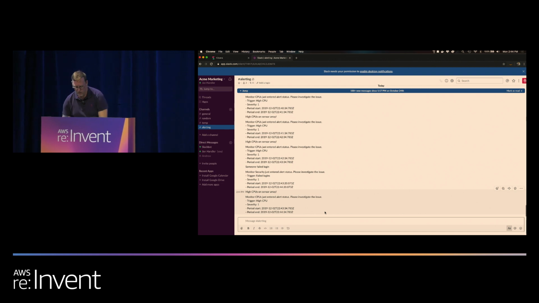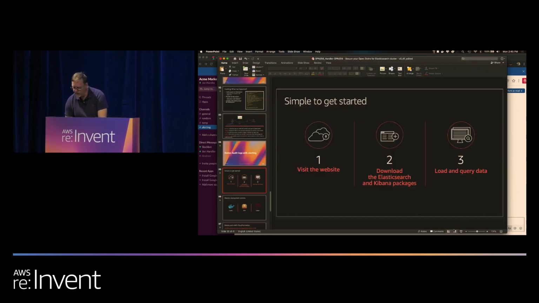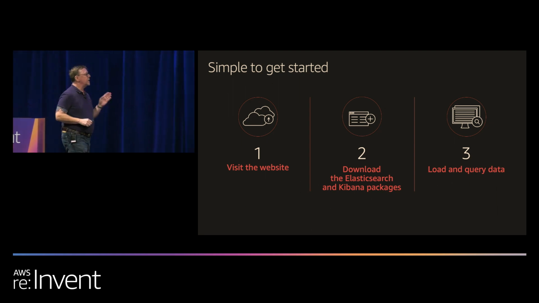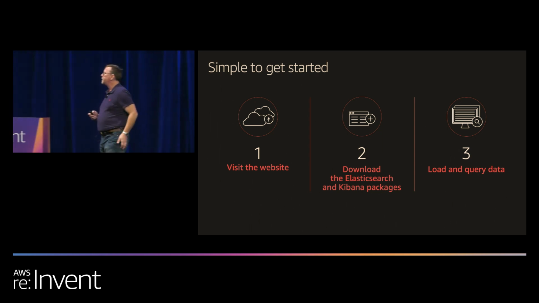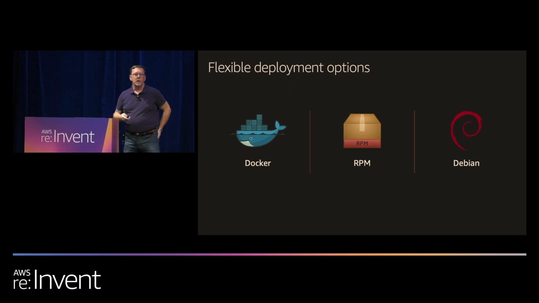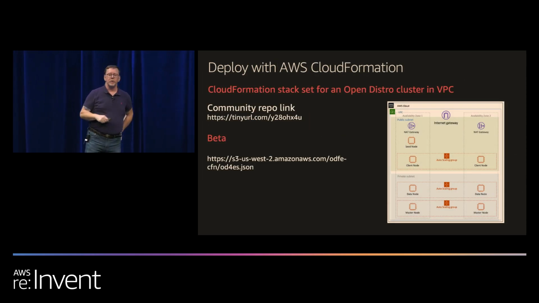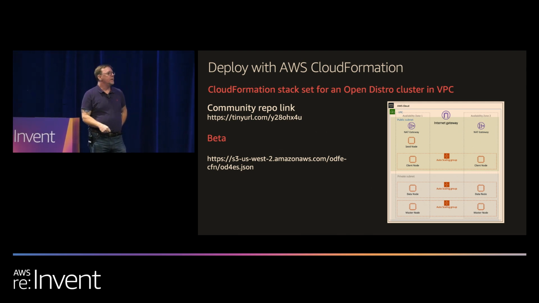All right. So a couple of things more to say. Open Distro for Elasticsearch, pretty easy to get started. Visit our website, download Elasticsearch and Kibana packages, load and query your data. Again, Docker, RPM, Debian installs. And you can also deploy with CloudFormation. I actually wrote a stack. There's a couple of labs that are going to use this stack if you want to deploy it onto AWS.